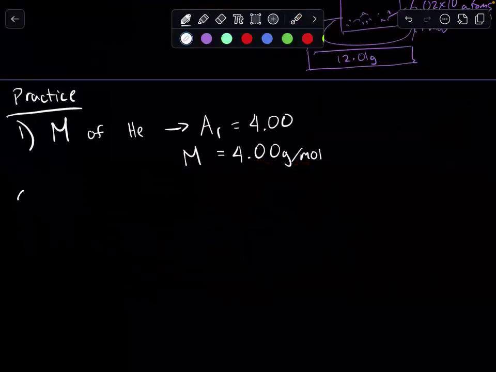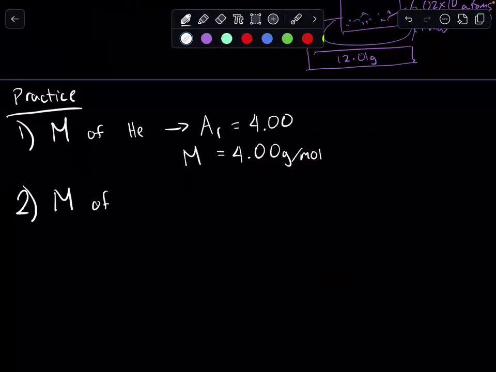So, practice number two, a little harder. What is the molar mass of chlorine, which is diatomic, meaning it comes in two chlorines bonded together? So you go ahead and solve it yourself, pause it, and then come back to the answer. Otherwise, I'm starting now. I know that the relative atomic mass of chlorine is actually 35.45. However, I have two chlorines.